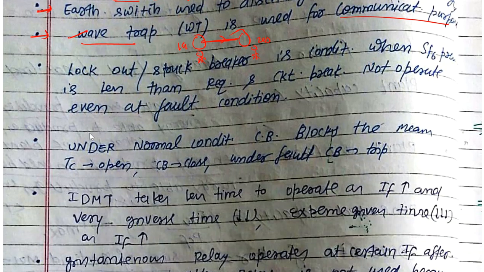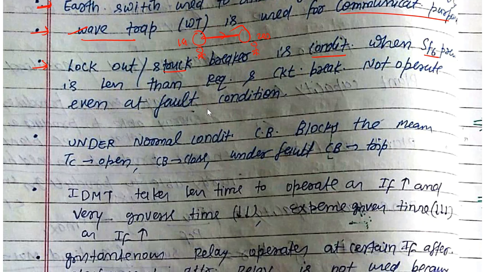Next one, this point is regarding SF6 circuit breakers: lockout or stuck breaker. A stuck breaker is a condition where the SF6 pressure is lower than required. Normally, especially in SF6 circuit breakers, the gas leaks out from some corners of the circuit breaker device. So when a fault occurs, the circuit breaker may not be able to quench the arc. That condition is called a lockout or stuck breaker condition. It will not operate even under fault conditions; it is not working properly.